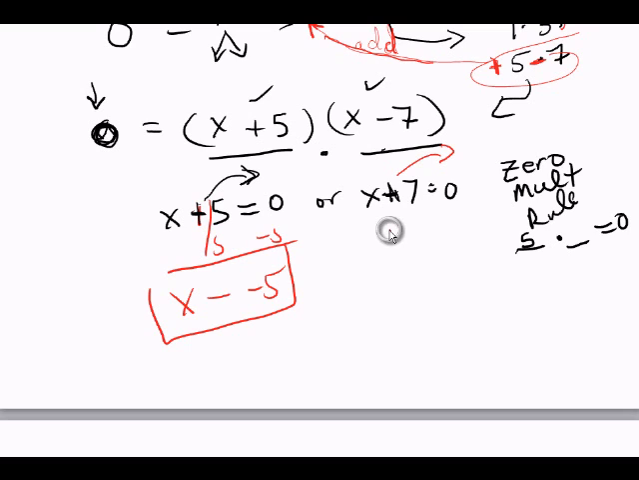And we get x equals 0 minus 5, which is negative 5. This is one of our answers. And I need to get the 7 to the other side. Well, this is a plus 7, so you do the opposite. We're going to subtract 7 from both sides, and we get x equals negative 7. These are our two answers: x equals negative 5 and x equals negative 7.